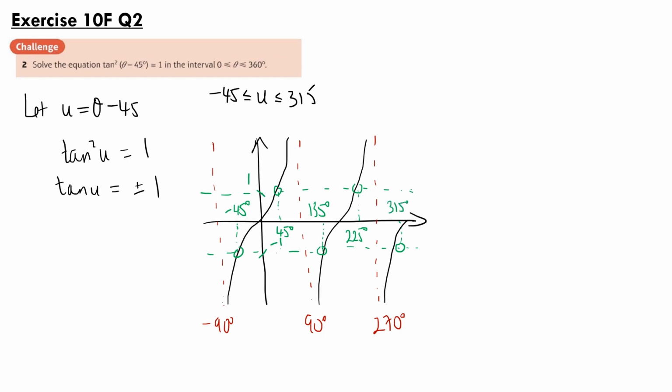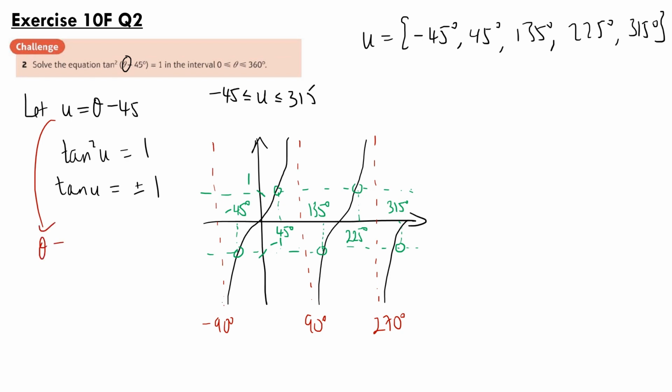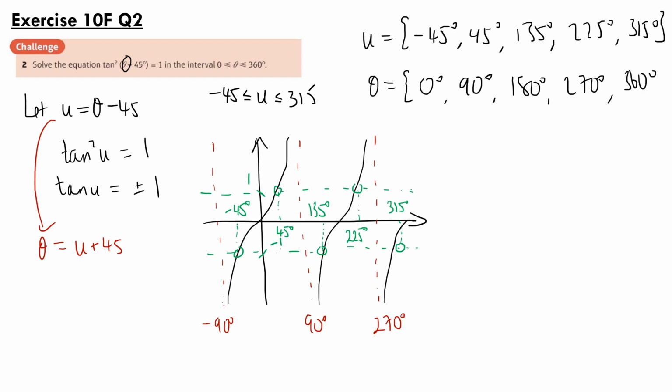And all of these solutions are just in range. So we have that u is equal to either minus 45 degrees, 45 degrees, 135 degrees, 225 degrees, or 315 degrees. And remembering we need to answer in terms of theta, from here we have that theta is equal to u plus 45 degrees. And so adding 45 to each of these solutions, we have theta is equal to 0 degrees, 90 degrees, 180 degrees, 270 degrees, or 360 degrees. And that is our final answer.